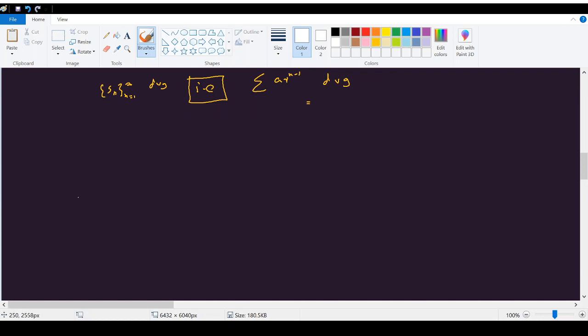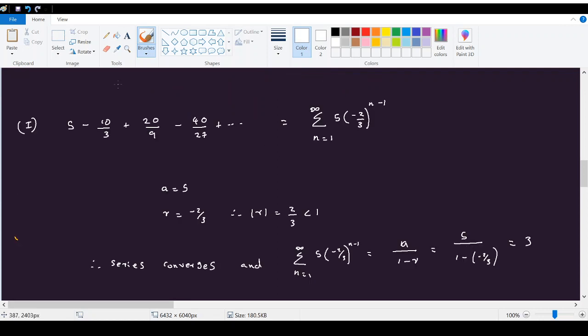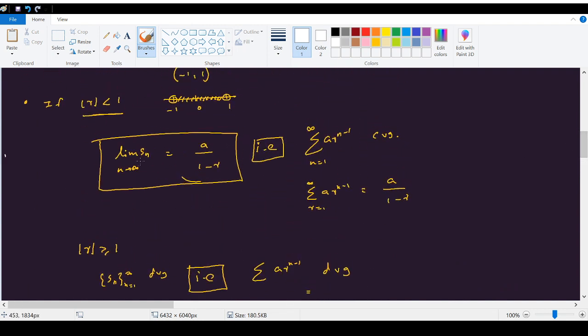Let's take this series. So you can see the sigma notation. If we write the series in sigma notation, it can be represented like this. You can see a is equal to 5 and r is equal to negative 2 over 3. R can be a negative value, but the modulus of r is 2 over 3, which is less than 1. So according to what we said before, since the modulus is less than 1, the series converges.